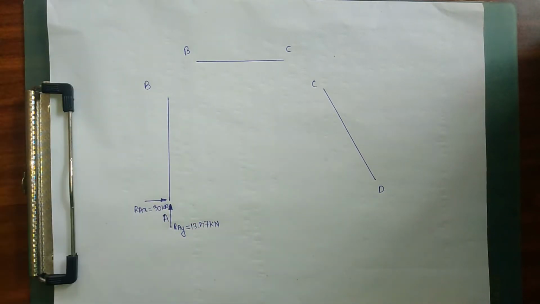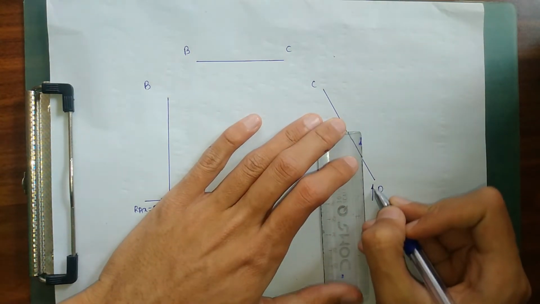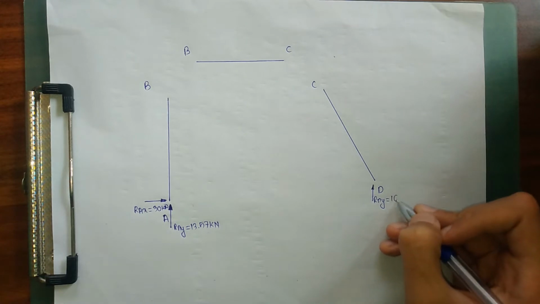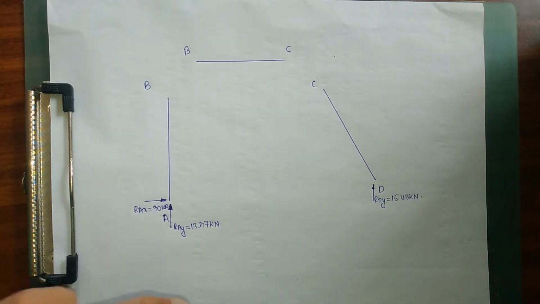I have one more force to calculate, which is RDY, the third support reaction, and I found the value of RDY to be equal to 16.43 kilonewton. Next I'll write down all my remaining forces as well.